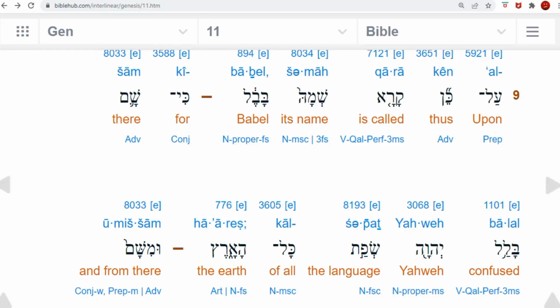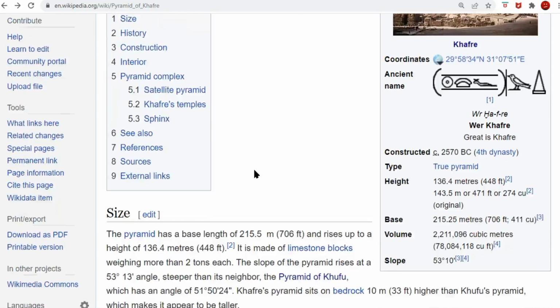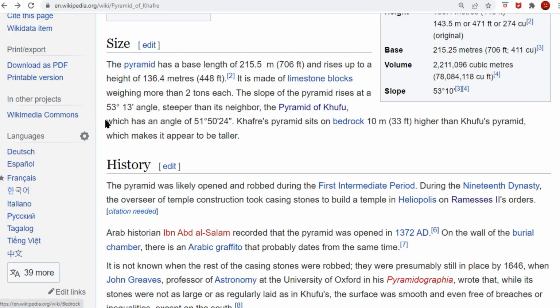shame, the bevel. Khafre, he's the one that built the pyramid of Khafre. And he had changed the bevel from his father's pyramid. His father was Khufu, and he had an angle of 51 degrees, 50 minutes, 24 seconds on his pyramid. But Khafre's was steeper. It's a 53 degree angle, 53 degrees, 13 minutes. And so I'm sure it has everything to do with time.